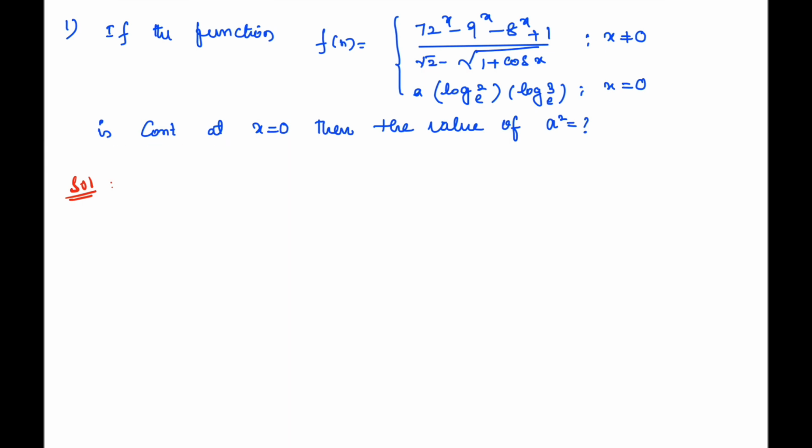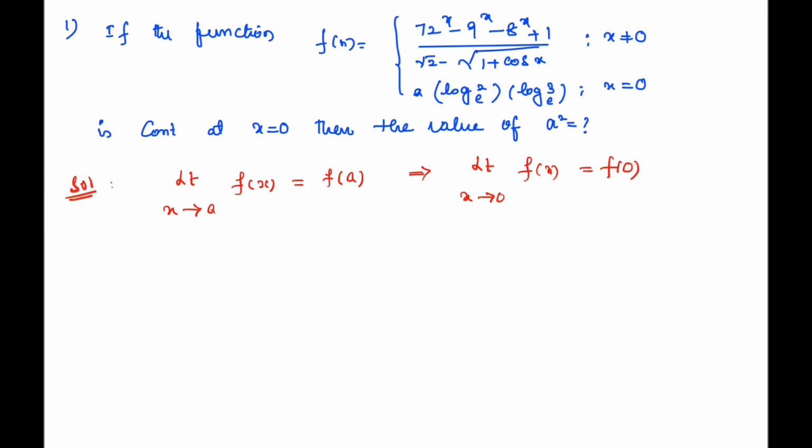If the function is continuous at x equal to a, what is the definition we have? Limit value should be equal to function value. That means limit x tends to a f of x should be equal to f of a. Here it is continuous at x equals 0, so instead of a we write 0. Limit x tends to 0 f of x is equal to f of 0. Function value at 0 is equal to limit value at 0.